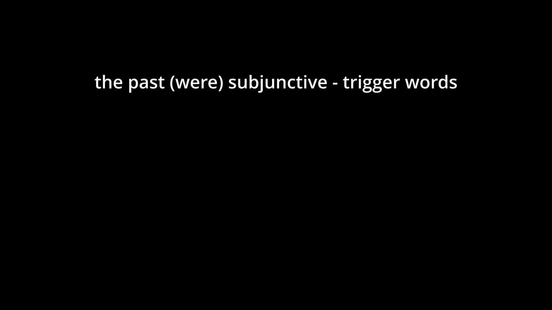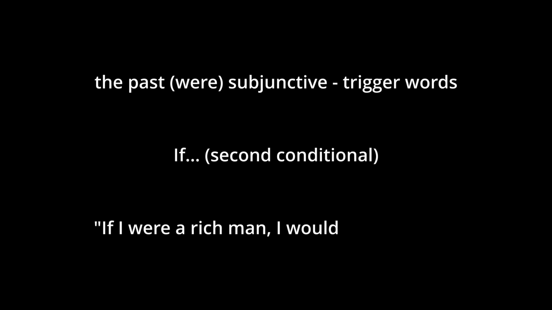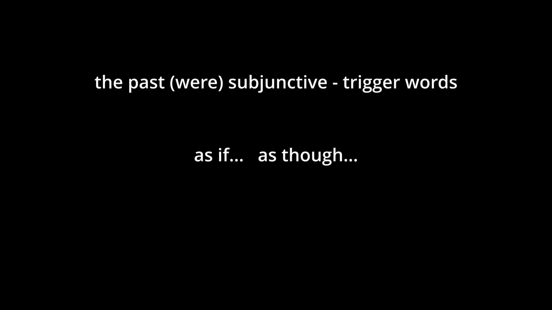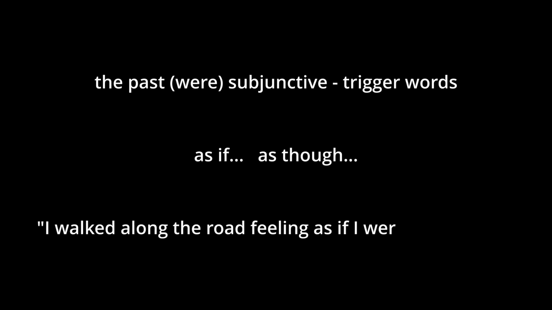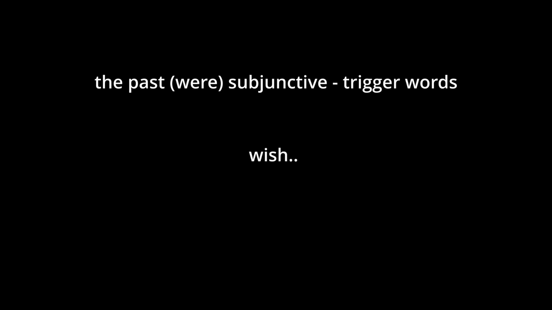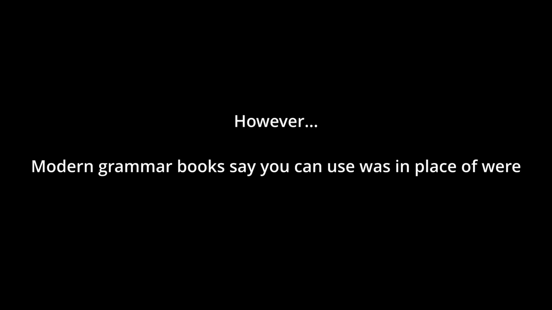So words which are commonly found introducing the past subjunctive are if, as part of a second conditional, like if I were a rich man, I would buy a castle. Also as if or as though, like I walked along the road feeling as if I were in a dream. Or we could use wish, so like I wish I were a dog. However, most grammar books nowadays say using was is also correct, which is good news because I wish I was a little bit taller.